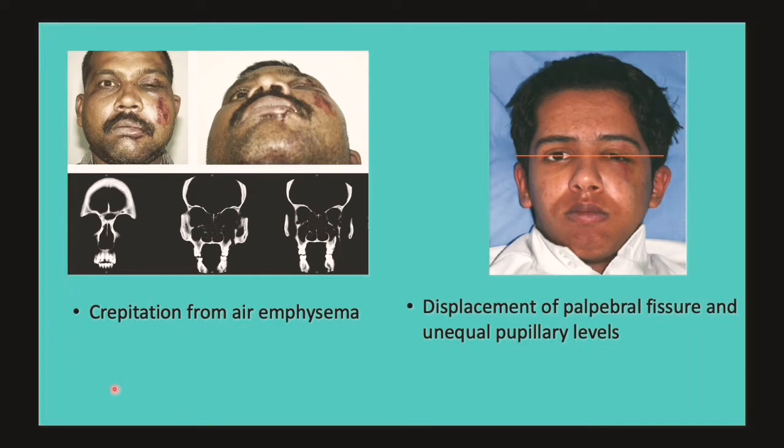Displacement of the palpebral fissure and unequal pupillary levels due to inferior displacement of Whitnall's tubercle with the attached Lockwood's suspensory ligament, as you can see in this picture.